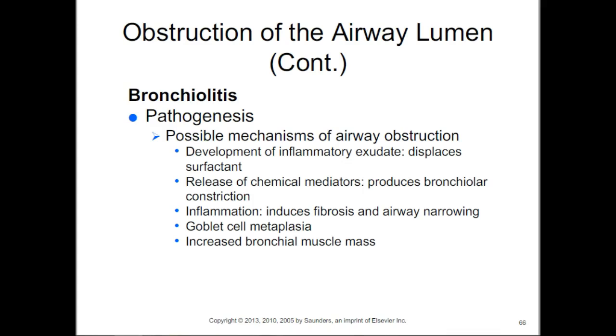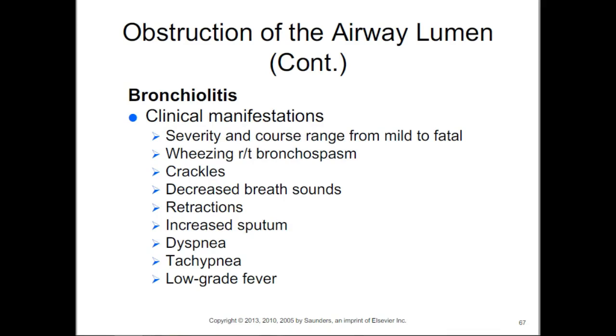So, some chemical mediators between white blood cells also can produce the bronchiolar constriction, inflammation, right? And that inflammation can then cause fibrosis, which makes it even more, right? So fibrosis causes there to be less elasticity in the lungs. And then goblet cell metaplasia, like we've seen before, where you have more mucus cells, and then bronchial muscle mass increases as well. Right, so you might see a severity in the course from very mild to even fatal.